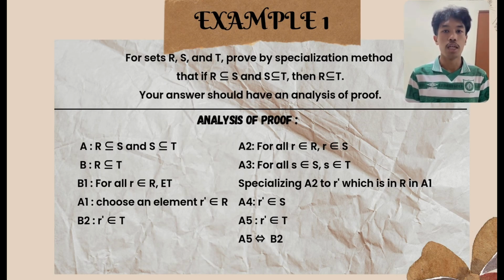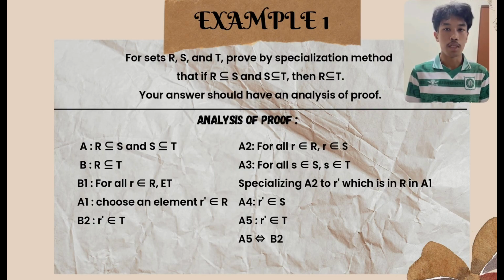A1, choose an arbitrary element r prime in R. For B2, we want to show that this element r prime is in T. For A2, since R is a subset of S, by definition of subset, for all r in R, we have r in S. And for A3, since S is a subset of T, by definition of subset, for all s in set S, we have s in T.